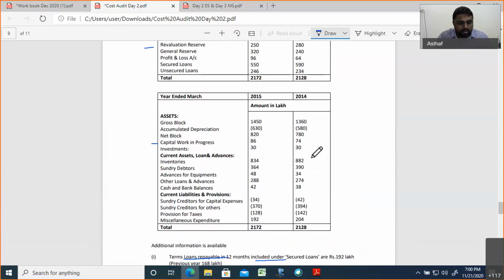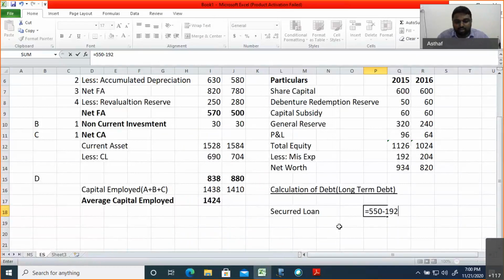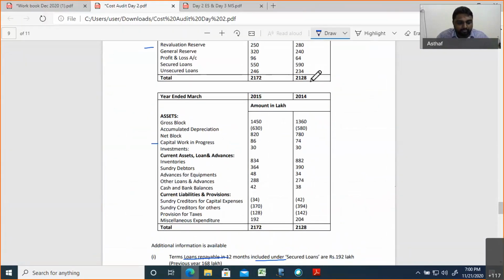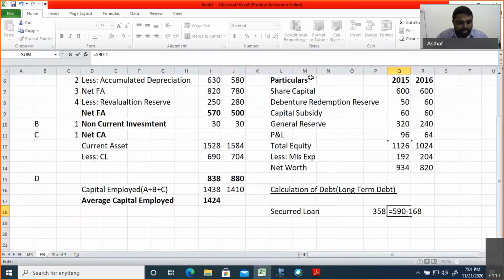Secured loan, we have 550. In this 550, 192 we transferred to current liability. So if you transfer it to current liability, the long term will reduce by 192. I am repeating once again, 550 is the item in the balance sheet, but there is an additional note that 192 is due within 12 months. So that you have to reduce. So balance will be 358. Same thing will come here: 590, you have to reduce 168. So only the balance will come.